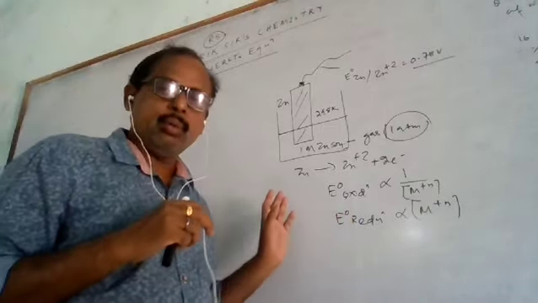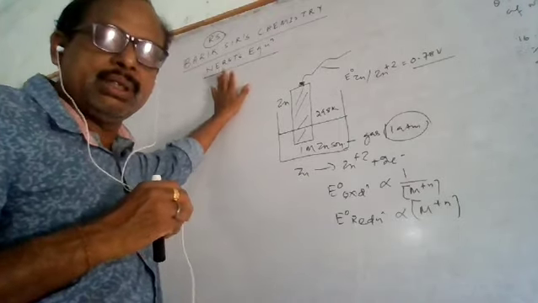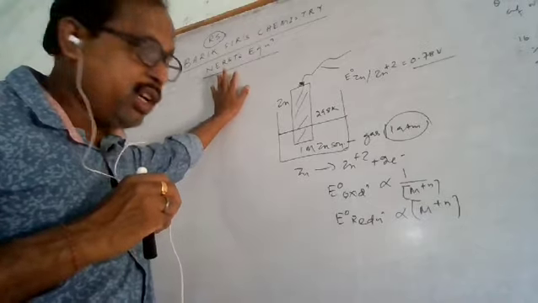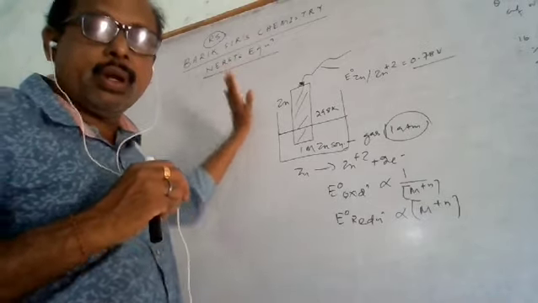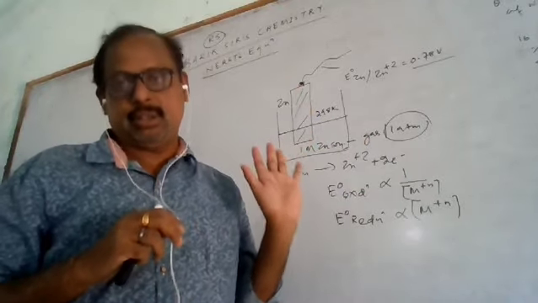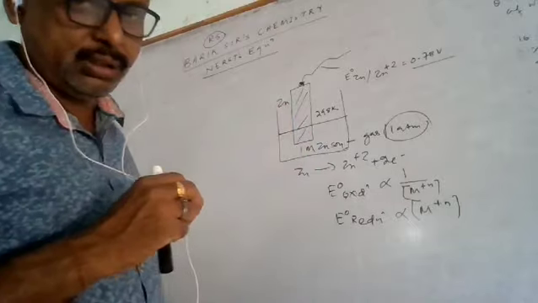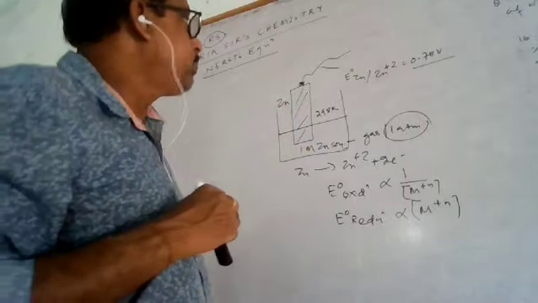So what do we have to study here? The application of the Nernst equation is to determine the electrode potential at any concentration and any temperature. That is the concept we are going to read. That's why I have explained all these things. You can understand. So let me write.